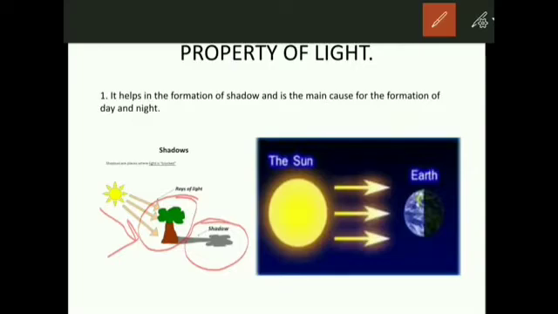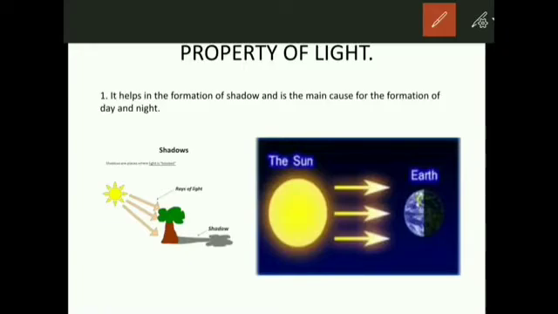In diagram number 2, you can see light is traveling in a straight line from the sun towards the earth. The part of the earth which is visible to the sun, there will be day, and in another part there is darkness, or it is night out there. So the formation of day and night, the formation of shadow, it is all because of rectilinear propagation of light.